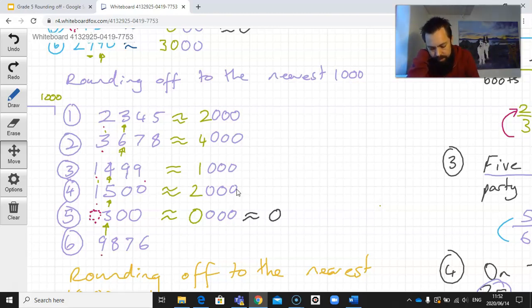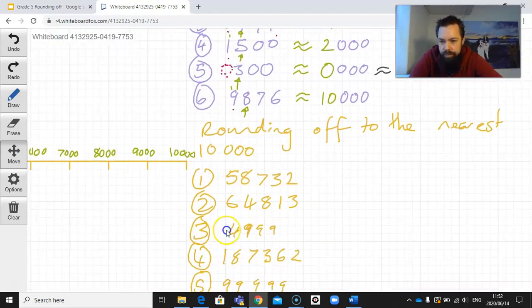Looking at our thousands column, have a look at our hundreds column to see what happens. It's 8, it's going to round up, so we're going to get 10 over there. And all of our zeros afterwards. There we go. 9,876 rounds off to 10,000.